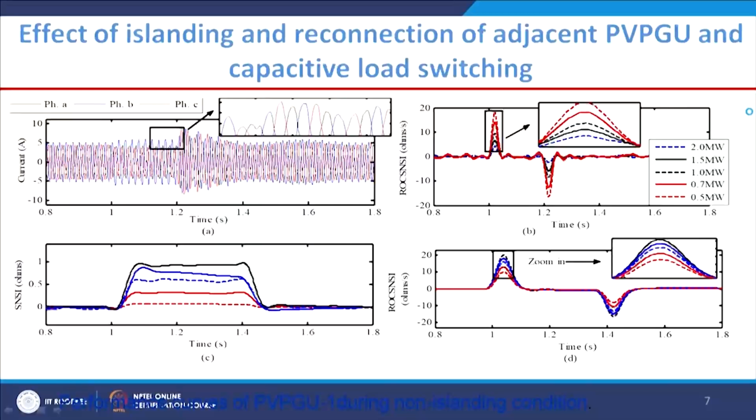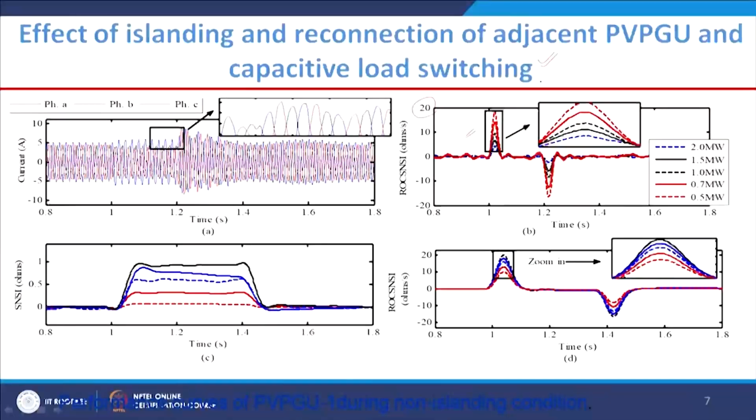Now we will go for one effect of islanding and reconnection of adjacent PV, PGU and capacitive load switching case. This is one of the non-islanding events, and here you see the rate of change of superimposed negative sequence current. Here you could see the value is within 20. As I have already mentioned, for the islanding condition the threshold we kept is 20. If the value crosses 20, then it will be declared as an islanding event, otherwise it is not.